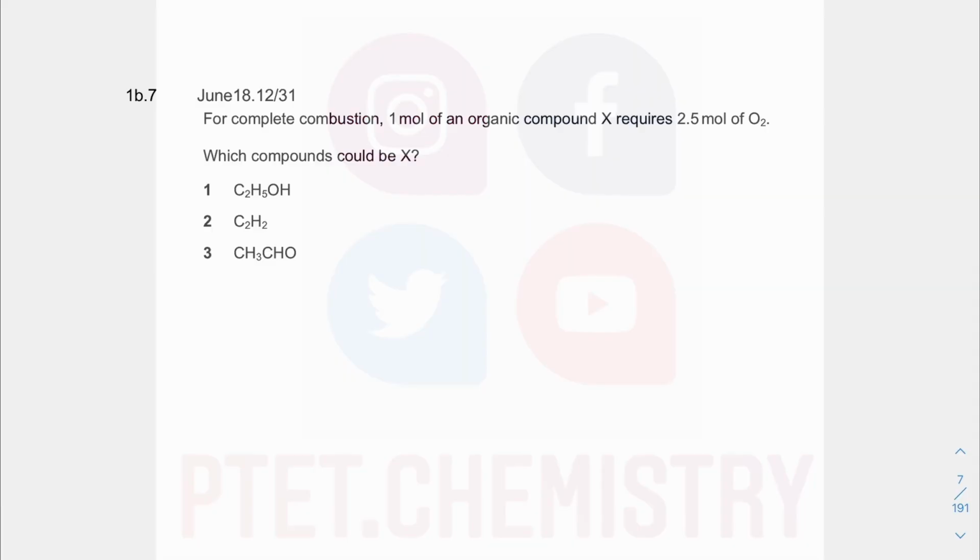Next question. For complete combustion, 1 mole of an organic compound X requires 2.5 mole of oxygen. Take note of 1 mole of it. If we start with number 2, this is C2H2 plus O2 giving CO2 plus H2O. You will have learned complete combustion as part of topic 1 as well, because you do gas combustion analysis here. So 2 carbon here, because I have only 1 mole of it as stated in the question. So I'll get 2 mole of CO2 because that gives me 2 carbon.